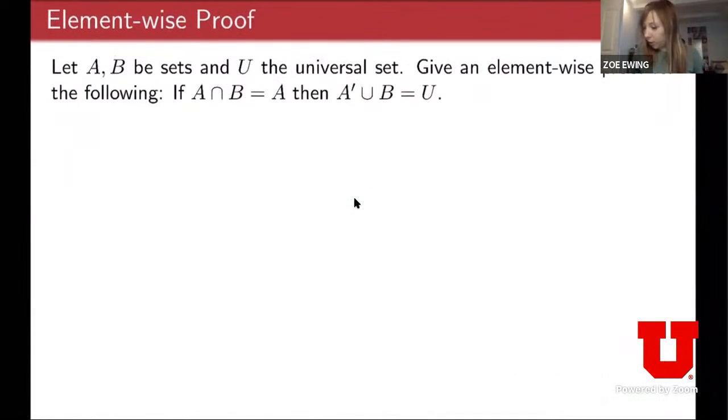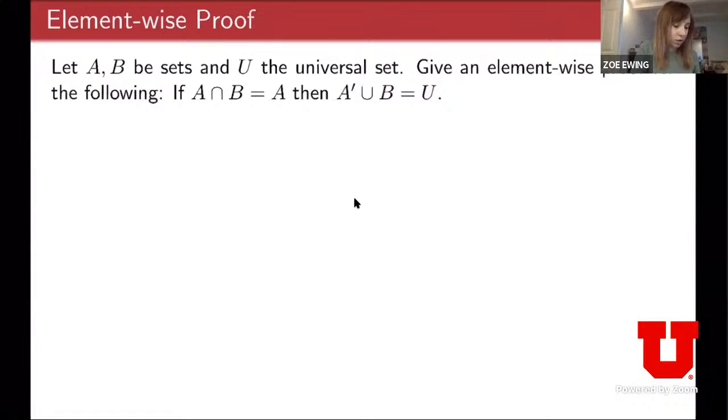So our very first problem is an element-wise proof. We're given A and B are sets and use the universal set. And then we need to give an element-wise proof for the following. So we have that A intersect B equals A, and we want to prove that A complement union with B is the universal set. So I will give you all just a couple minutes to work on this one.